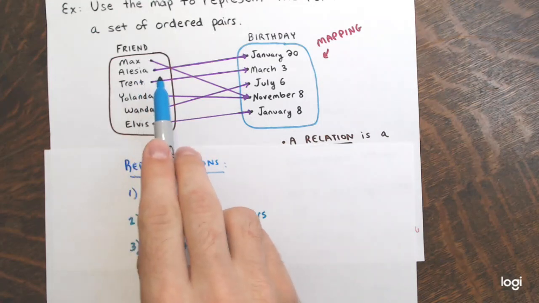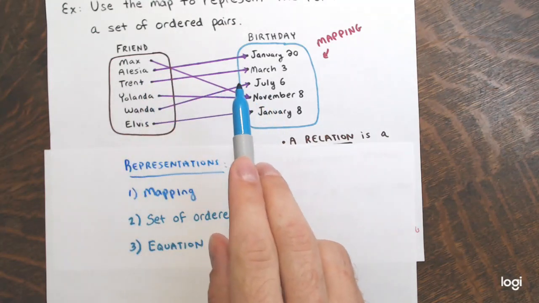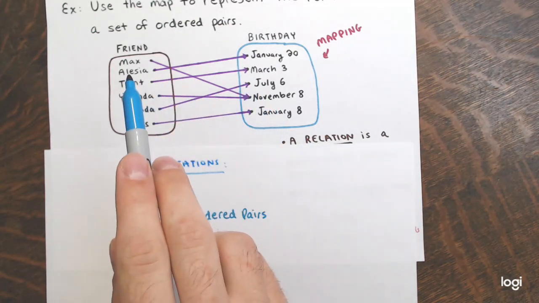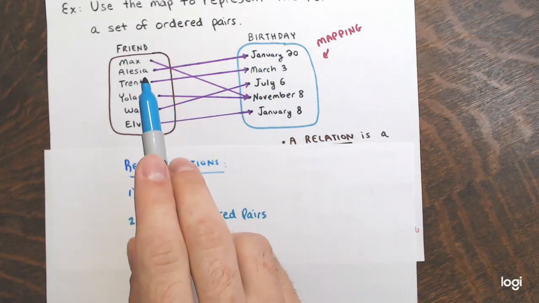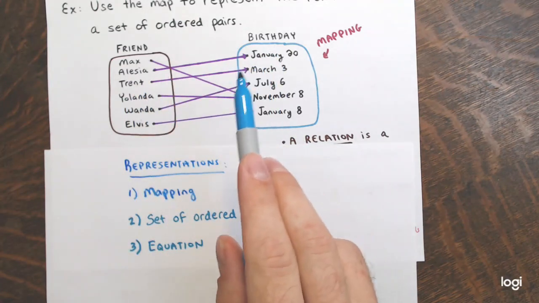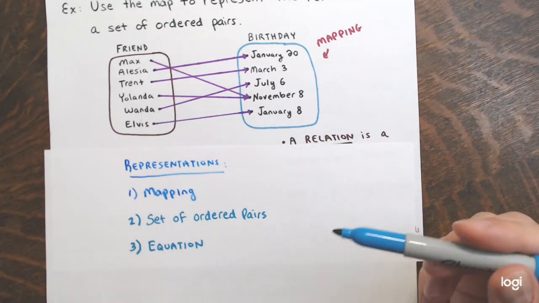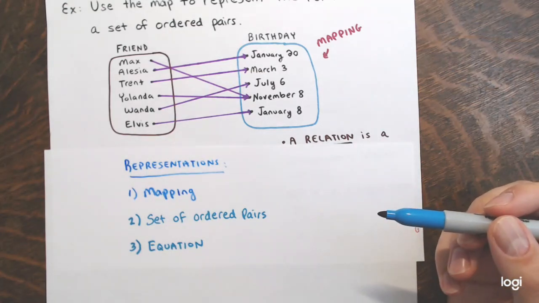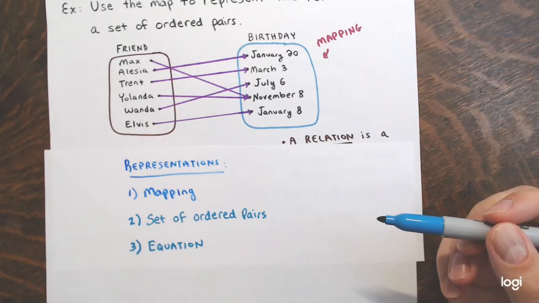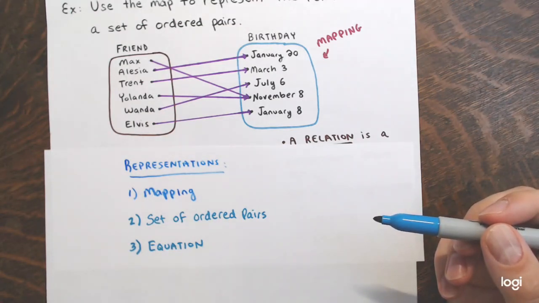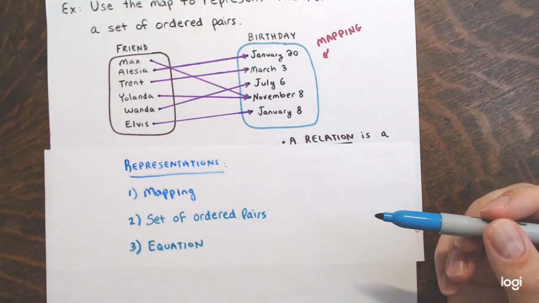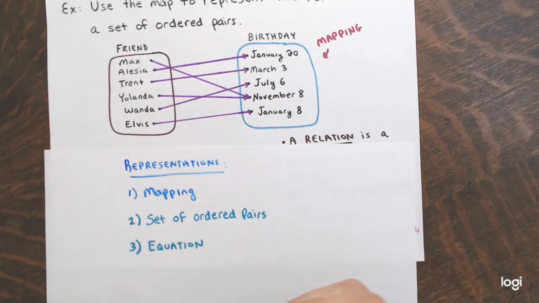Because if I asked you up here, could you write me an equation that took Alicia to January 20th? I don't know how you could plug in Alicia and get out January 20th. It would be a really interesting equation to write. I'm sure there's a way you could, but I'm not going to be creative enough to do that just now.